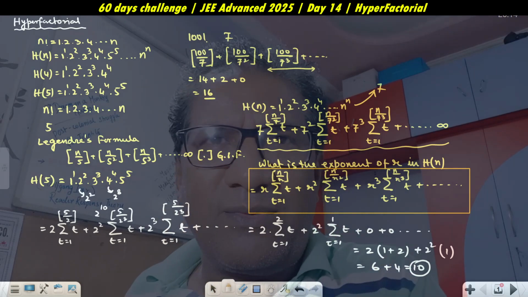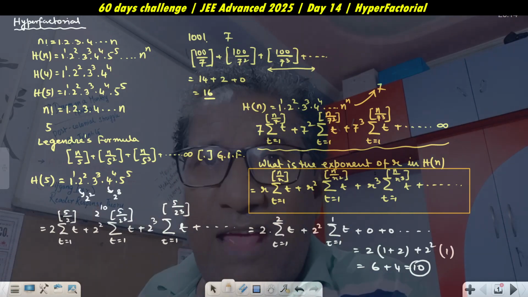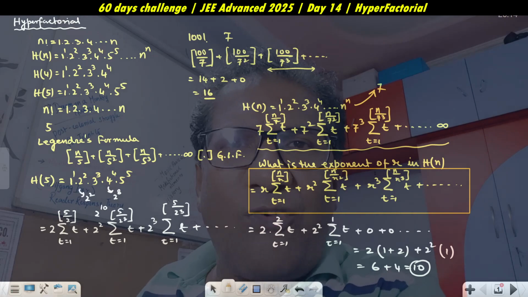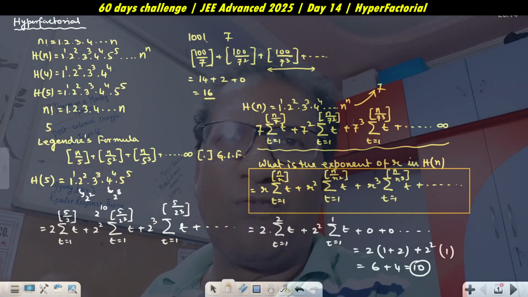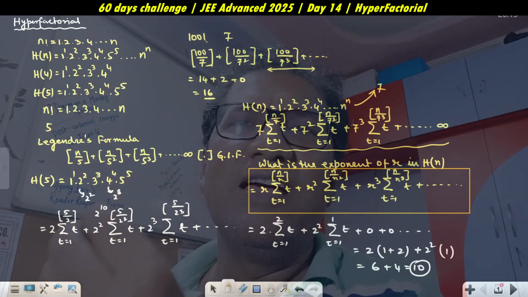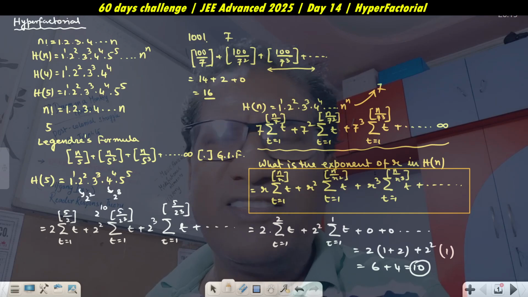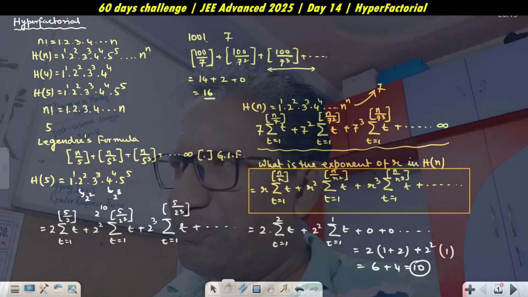Hyperfactorial of 7, 6, maximum you take 8, so that you can verify that this formula is working to find out the exponent of any prime numbers in that hyperfactorial term. Is it clear to all?